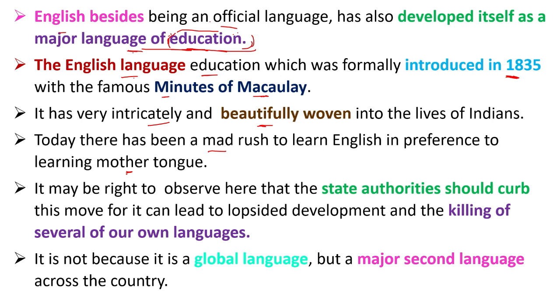Right. So it may be right to observe here that the state authorities should curb this move, for it can lead to lopsided development and the killing of several of our own languages. Yes, the English language is killing many languages. You see, nowadays whoever is studying in English medium is unable to read and write the Telugu language. So we can understand that English is killing even our own mother tongue.